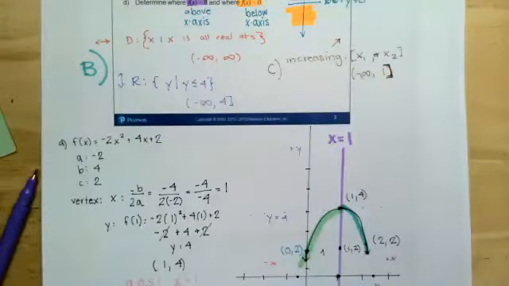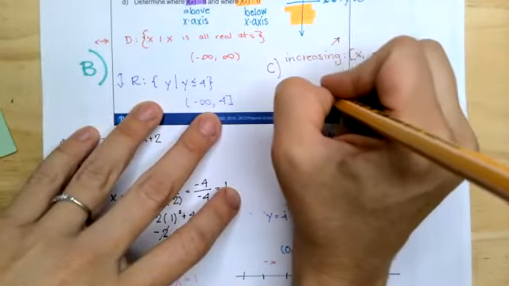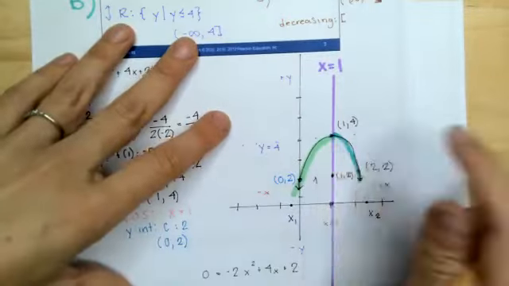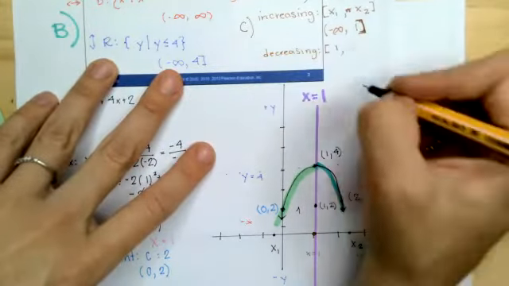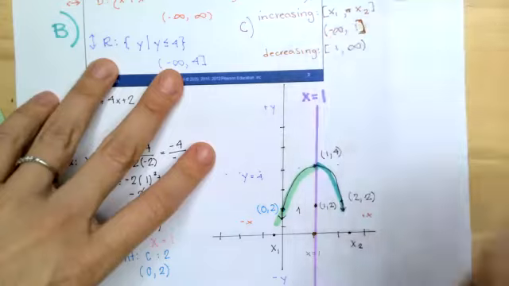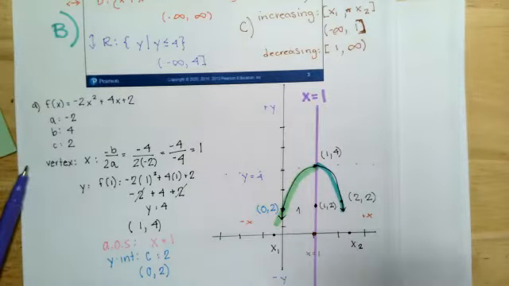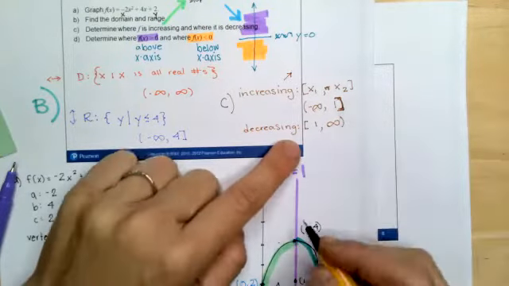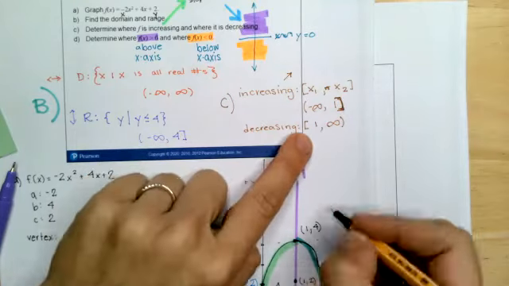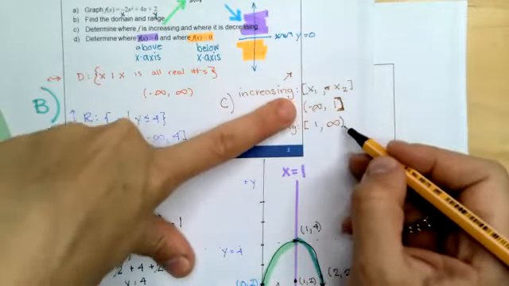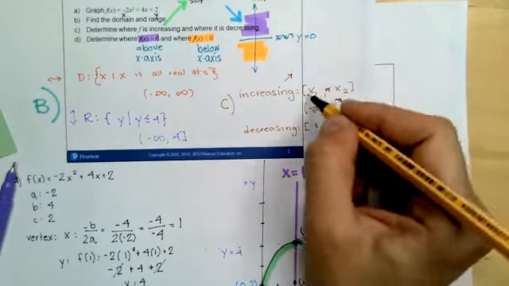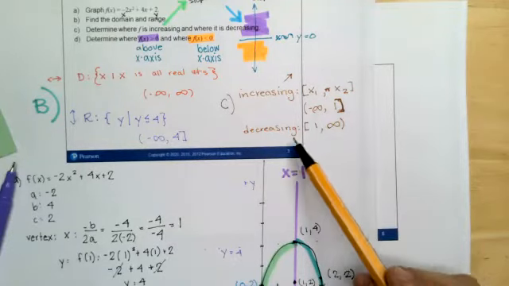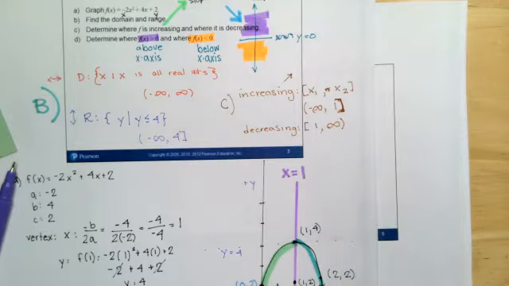Where is it decreasing? It begins decreasing at 1, and it decreases forever in the positive x direction. Decreasing and increasing are always going to have brackets because there's always change happening, except that negative and positive infinity never get brackets. Any other terms are going to have brackets around them. So that's the answer to C. It's increasing from negative infinity to 1 included. It's decreasing from 1 included to infinity.